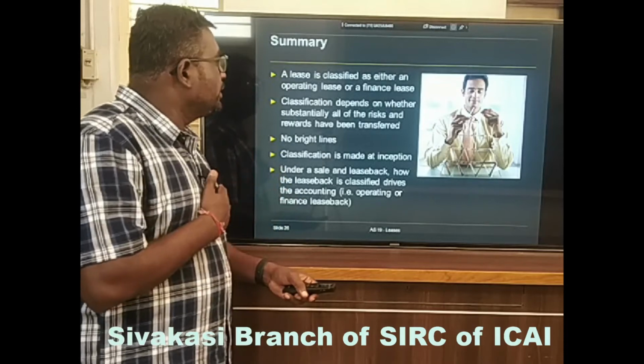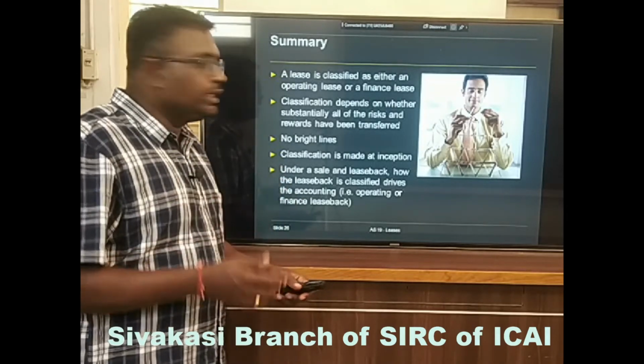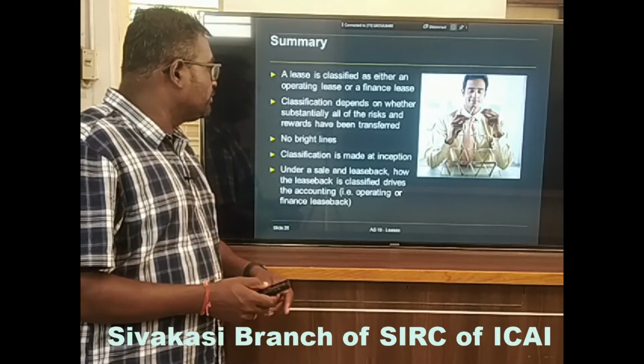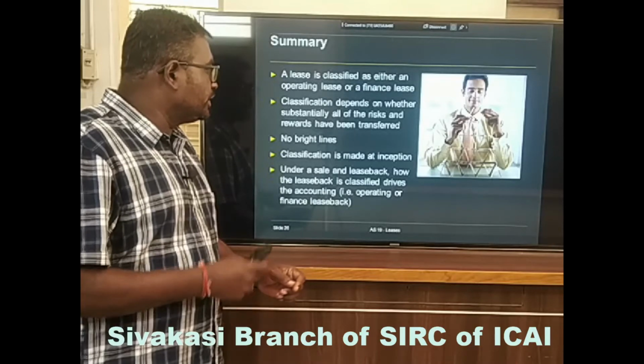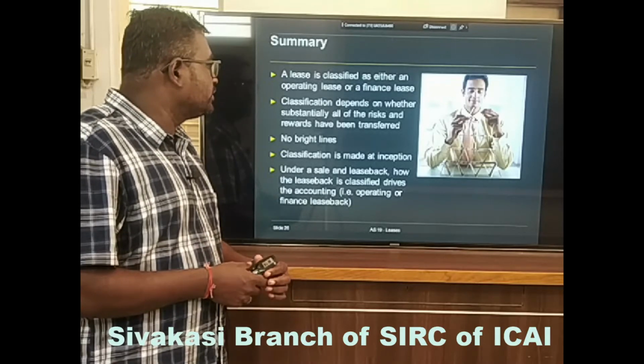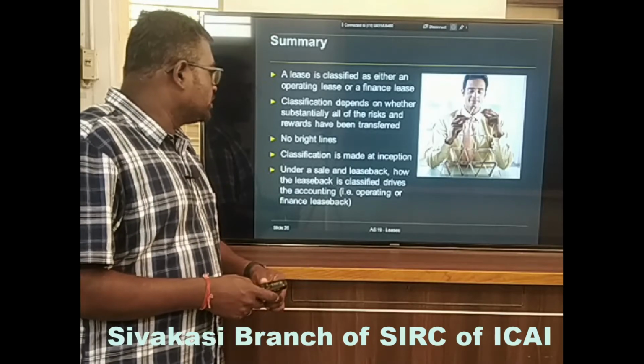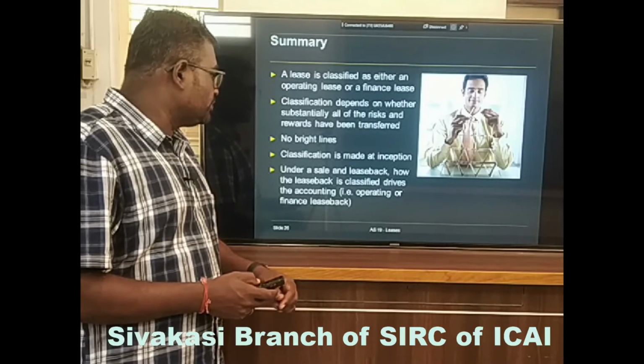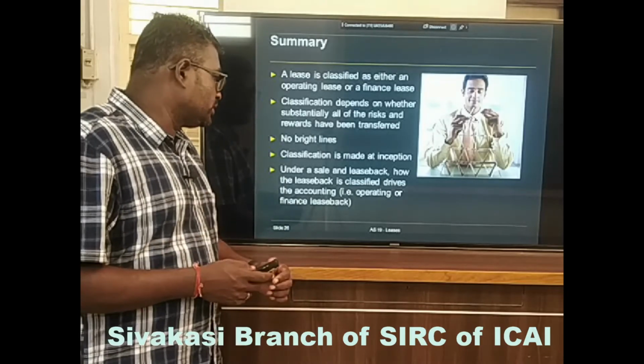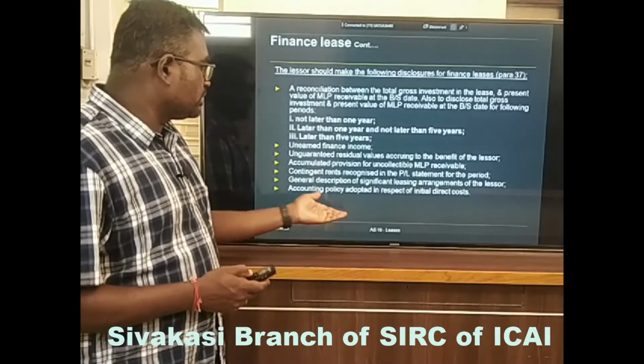So in summary, the lease is classified either as an operating lease or a finance lease, and classification depends on whether substantially all the risks and rewards have been transferred. So based on that you will classify. No bright lines. Classification is made at the inception of the lease, as I told you. This is not relevant for us.